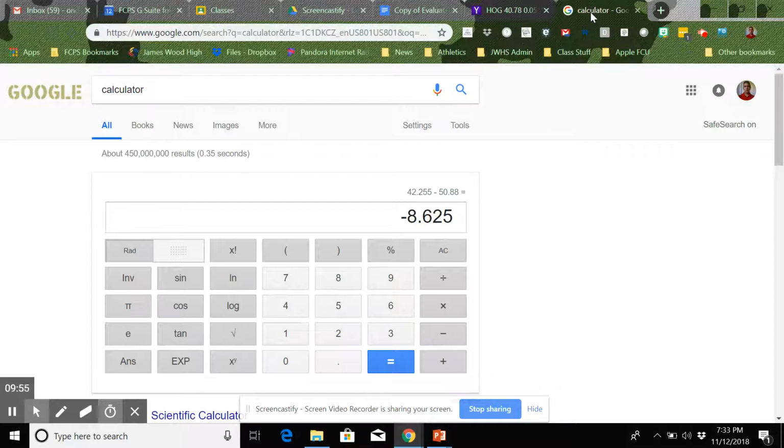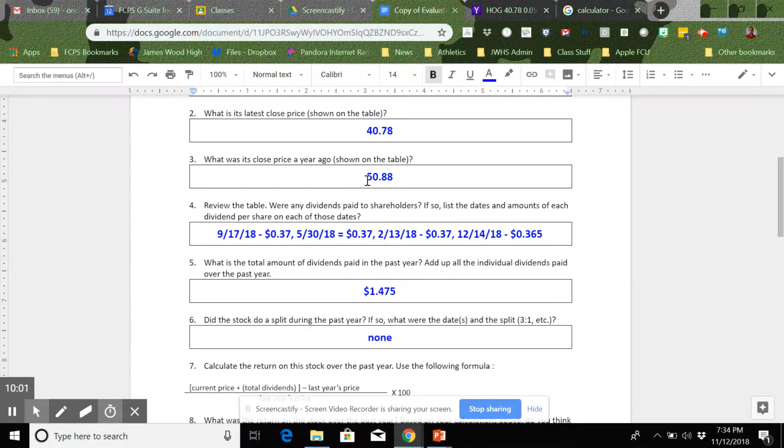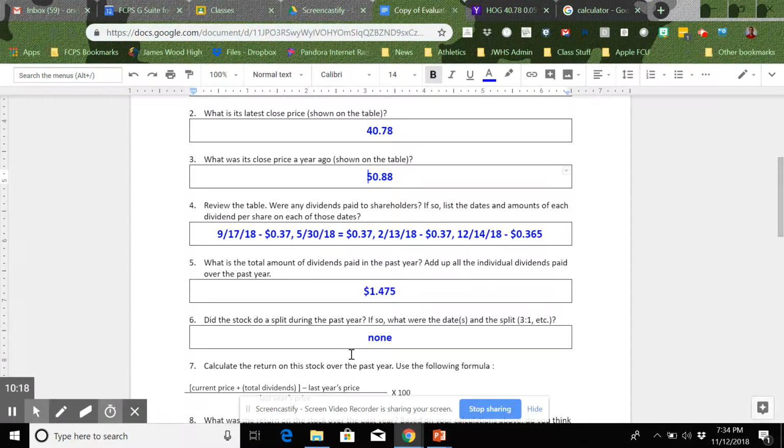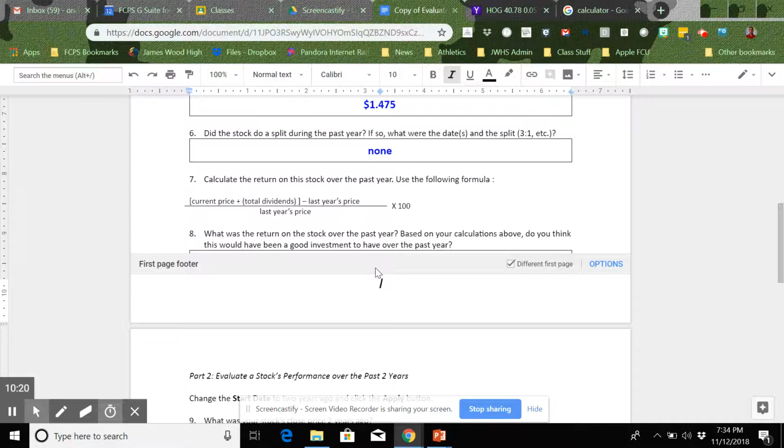Once you include the actual money you make off the dividends, we now need to divide that by that same $50.88 because we're trying to calculate a rate of change based on that. 50.88 gives me a number. I need to multiply that by 100. And this tells me that I lost 16.95% on that stock if I would have bought it a year ago and sold it now. Or would I be making right now? Okay. What was that number again?